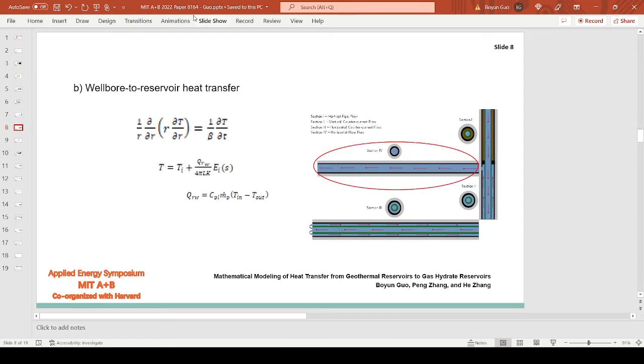The second kind of model is called the wellbore to reservoir heat transfer model. We solve the governing equation for heat conduction. We got the time and space dependent temperature distribution in the gas hydrate reservoir zone. Of course, the heat transfer depends on temperature drop of fluid in the horizontal wellbore, depends on mass flow rate, and also heat capacity of fluid.